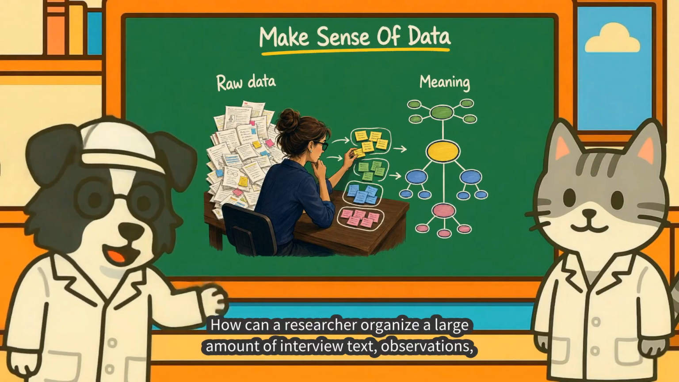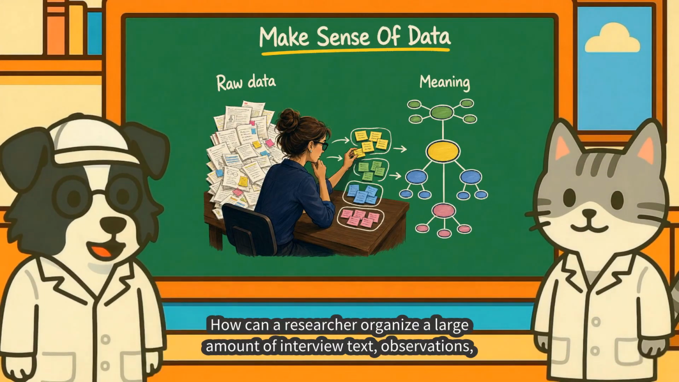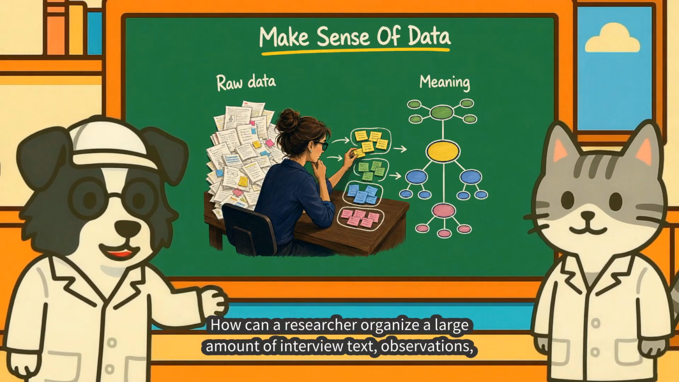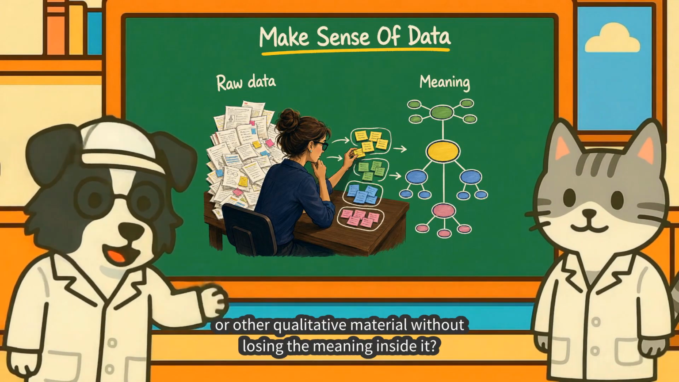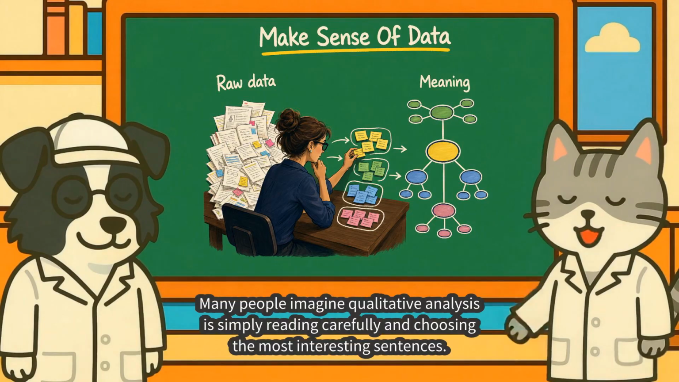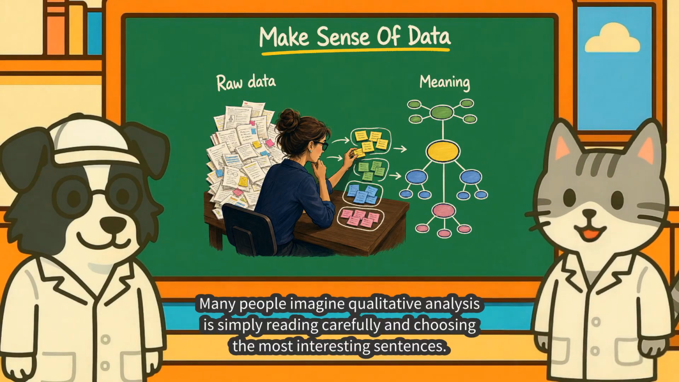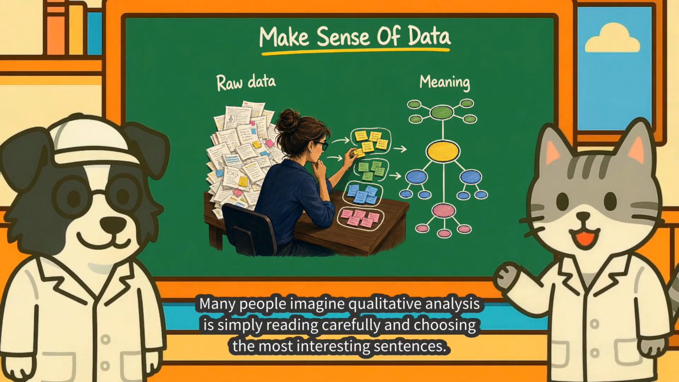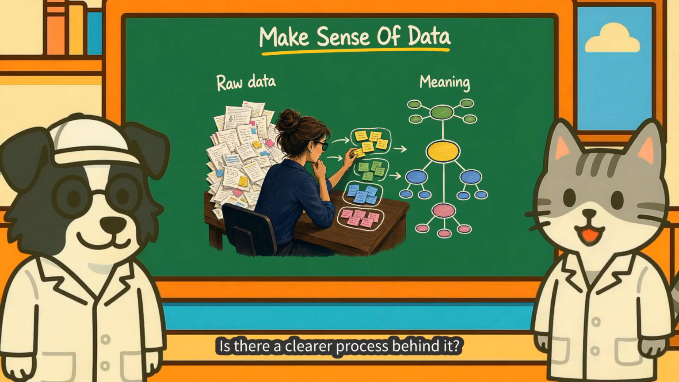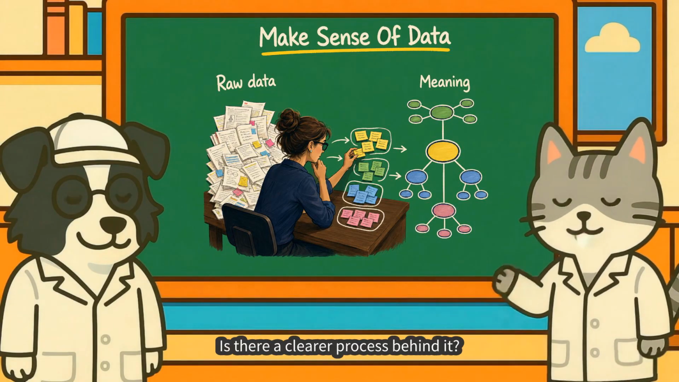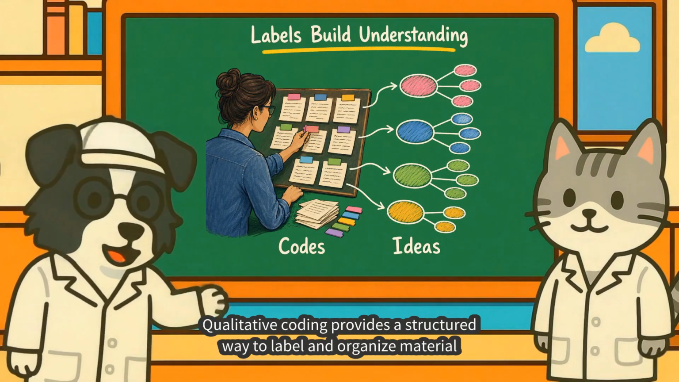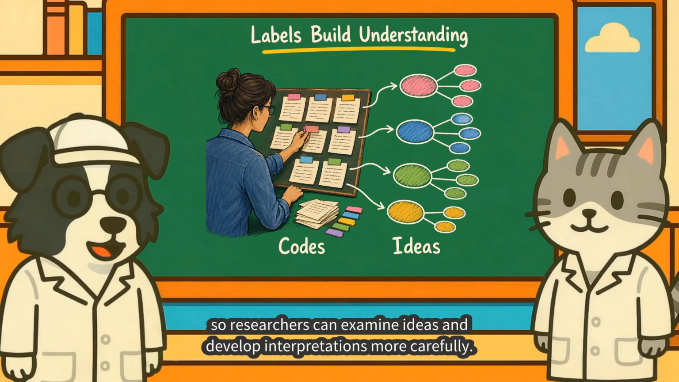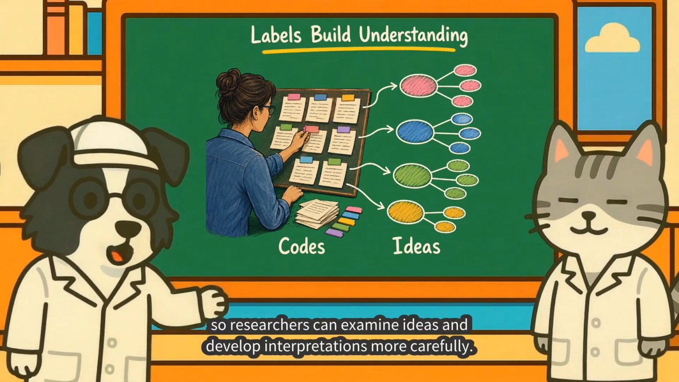How can a researcher organize a large amount of interview text, observations, or other qualitative material without losing the meaning inside it? Many people imagine qualitative analysis is simply reading carefully and choosing the most interesting sentences. Is there a clearer process behind it? Yes. Qualitative coding provides a structured way to label and organize material so researchers can examine ideas and develop interpretations more carefully.